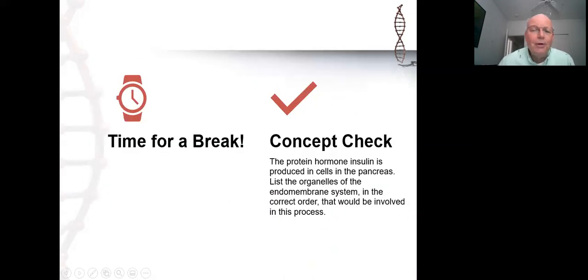So, quick concept check so that we can continue moving on. This one's a little bit more complicated, but it's an important one to think about, because if we're going to make sense of the endomembrane system, it's really important to remember what the passage of a polypeptide is through the system. So the protein hormone insulin is produced in cells in the pancreas. List the organelles of the endomembrane system in the correct order that would be involved in this process. So cue the Jeopardy music for about 30 seconds.